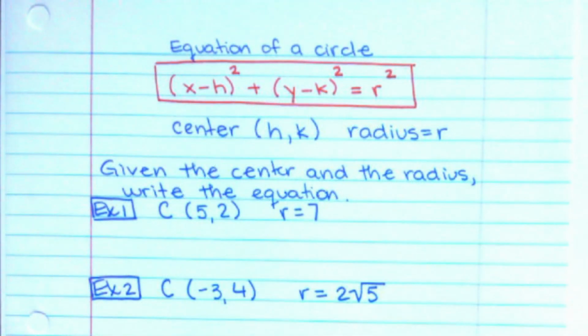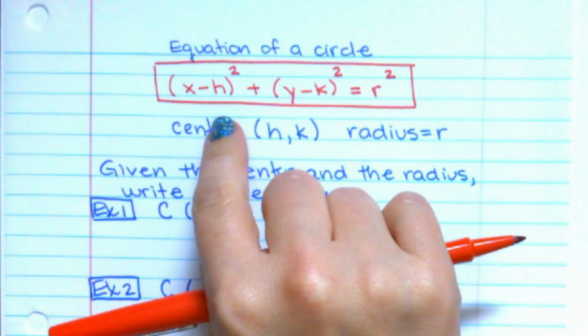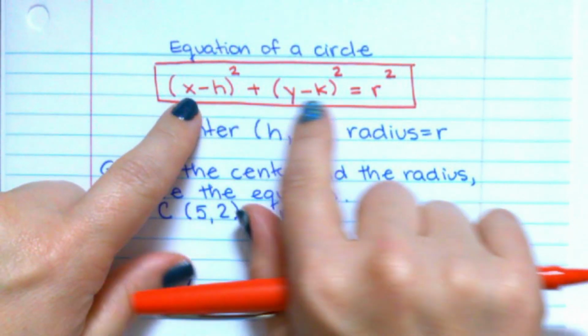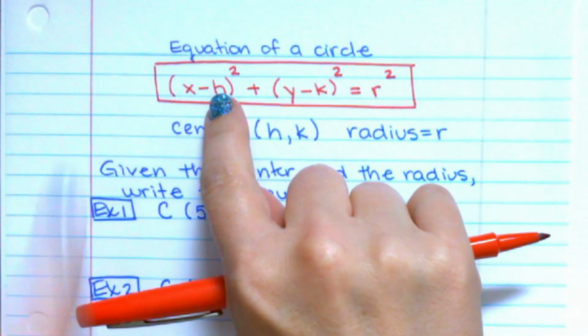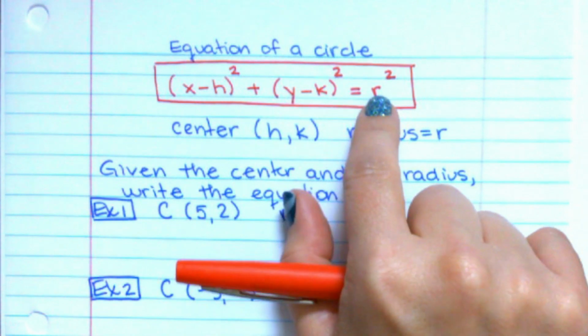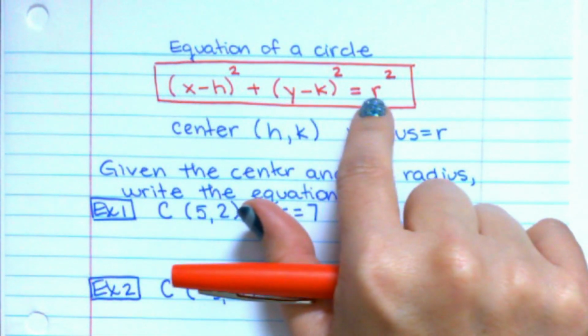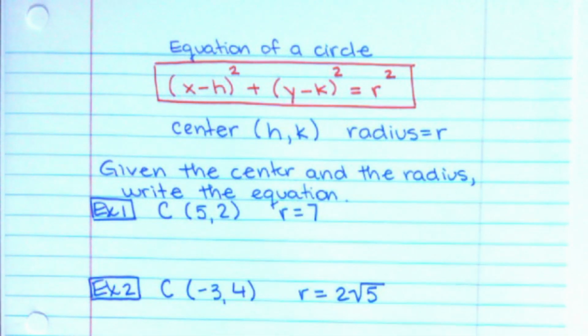Guys, today we're working on the equation of a circle. We will learn how to write an equation of a circle. So this is the standard form where H and K are the center, and R is the radius. So this is the standard form for the equation of a circle. Now, next time you see it, you're going to be able to identify it.